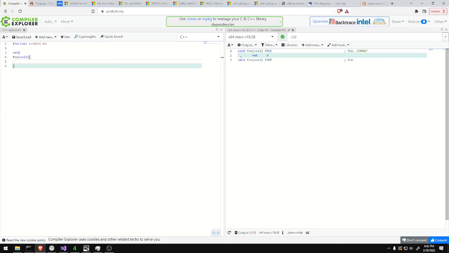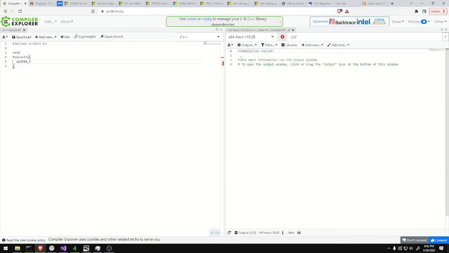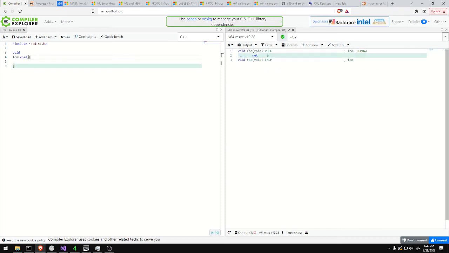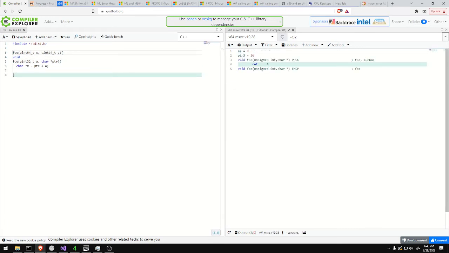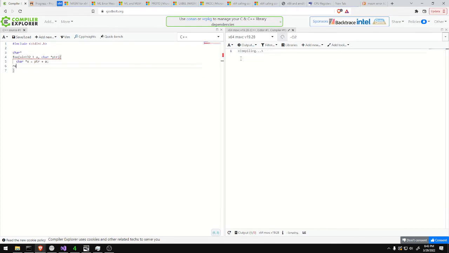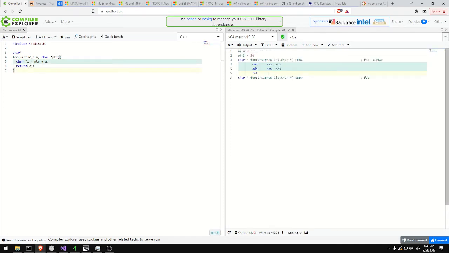Well, first of all, let's contrive that situation. So uint64_t. I'm going to need a uint32_t parameter a, and let's have a char pointer putter, and then let's find out what x equals putter plus a. Let's have it return that so that it can't optimize that out. Okay.